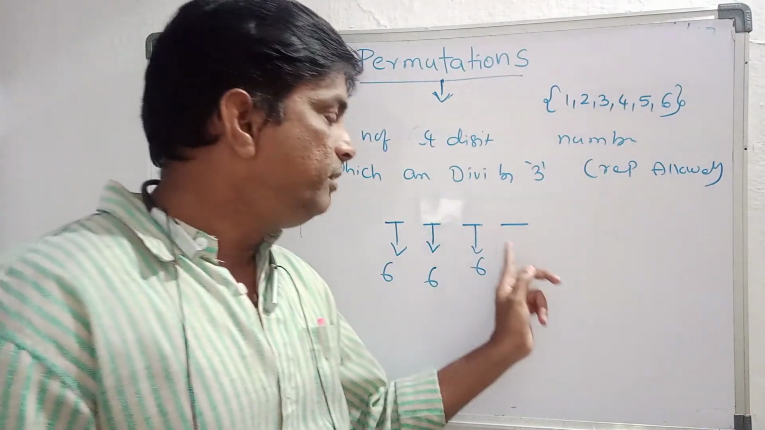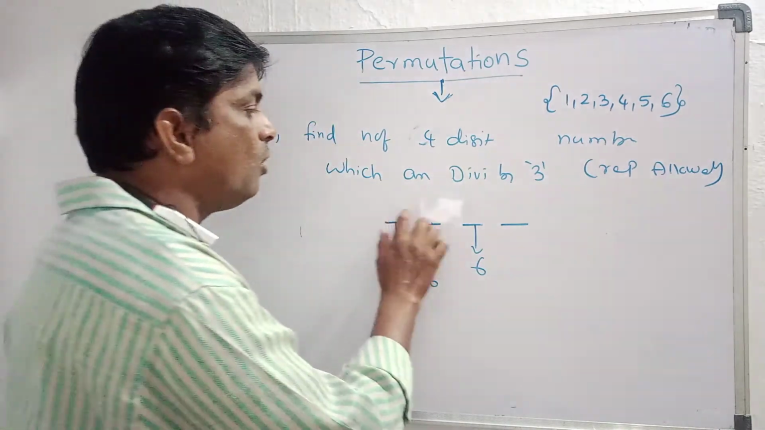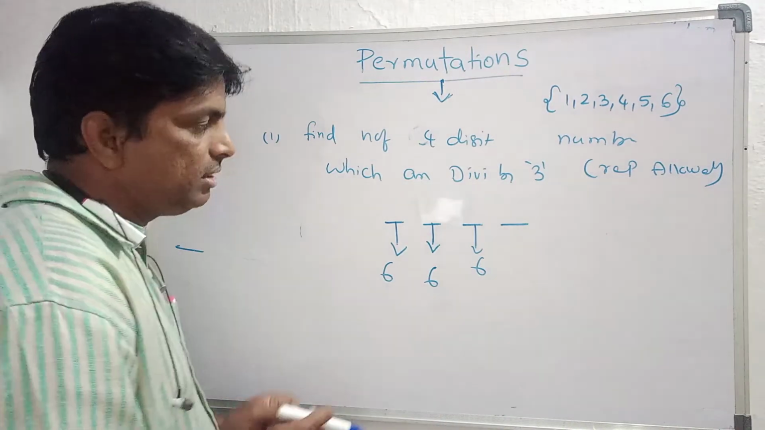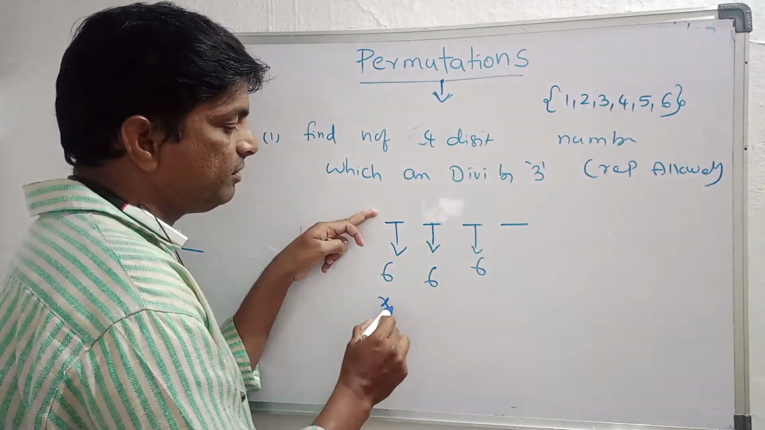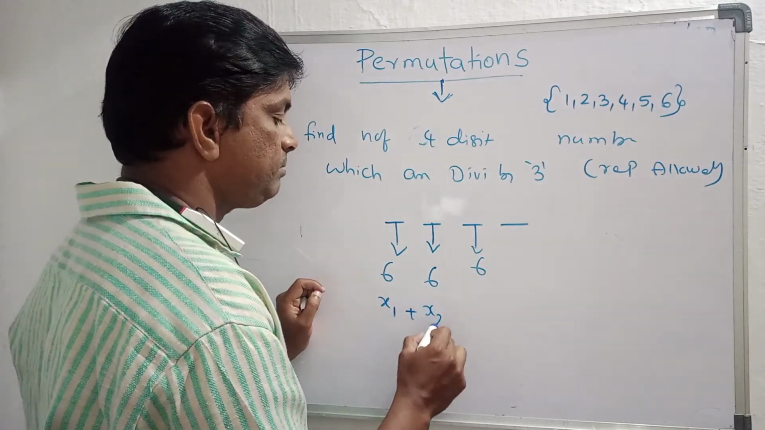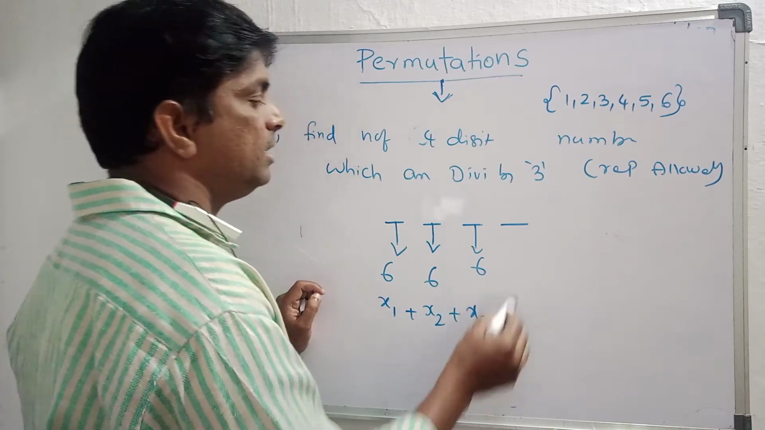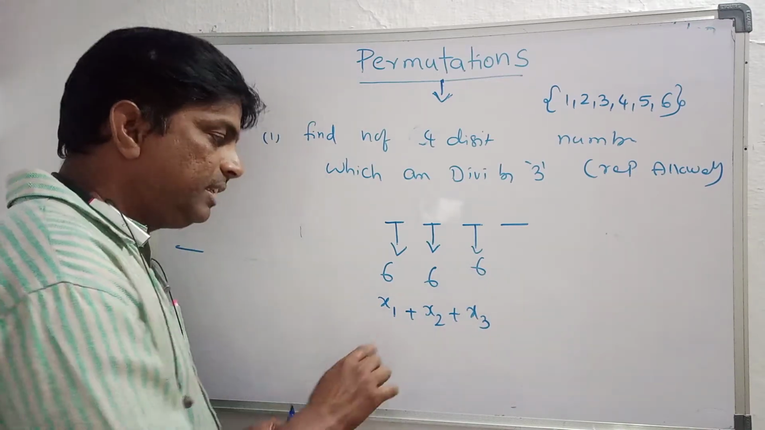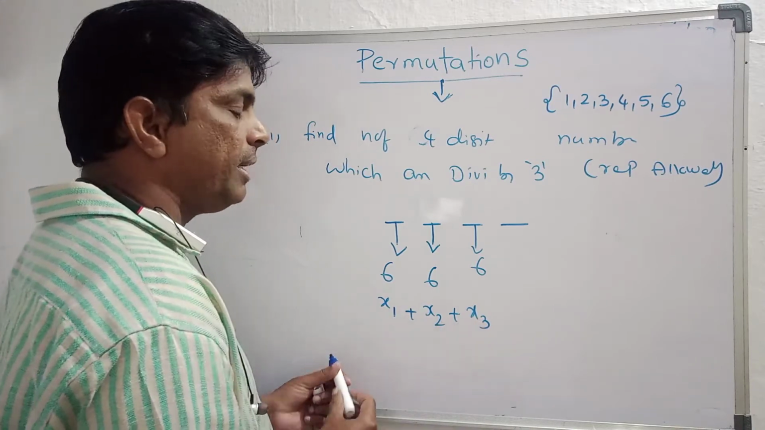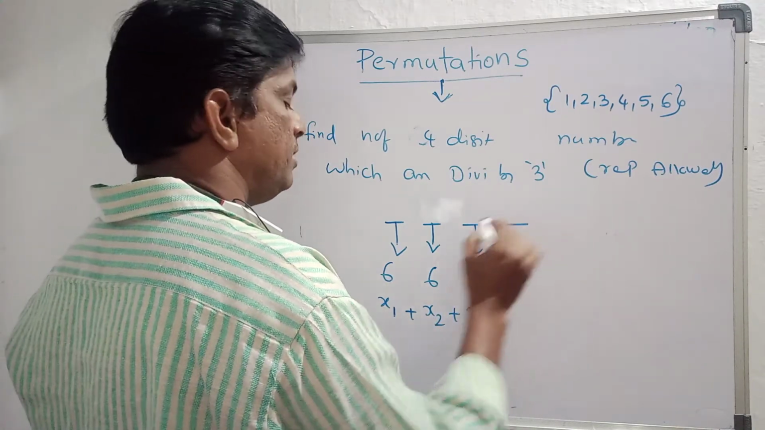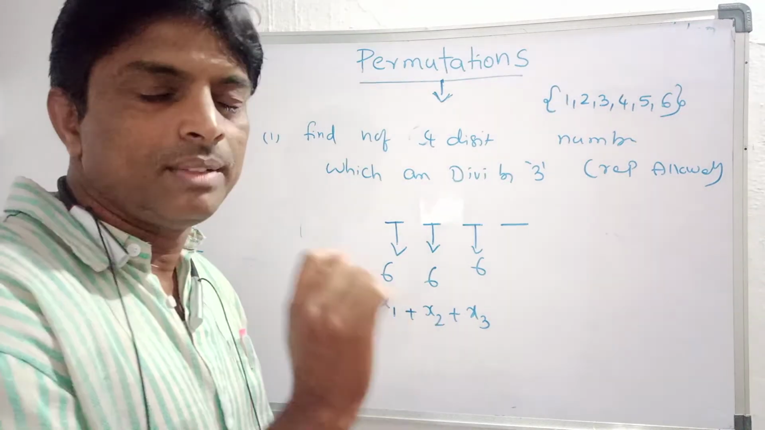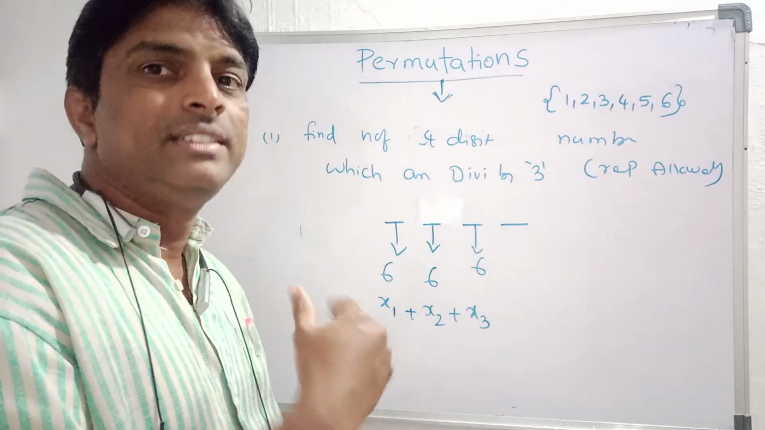Now remember, you have to fill the last place in such a manner that the sum of all these numbers should be divisible by 3. Let's suppose x1 is allotted in the first place, x2 in the second, x3 in the third. Now let's see how you fill this x4. If you add these three numbers x1 plus x2 plus x3, you'll get some sum.